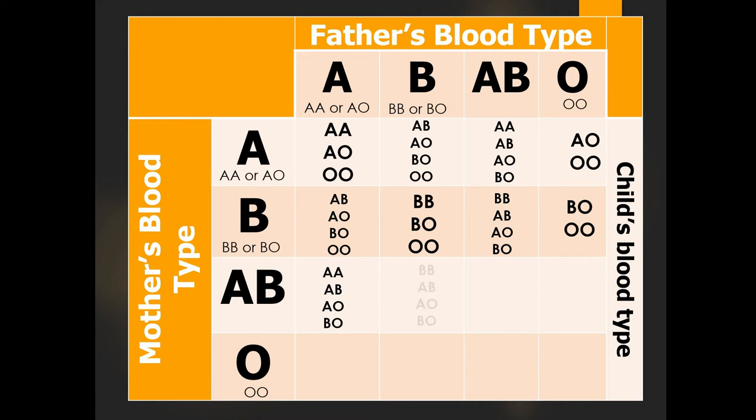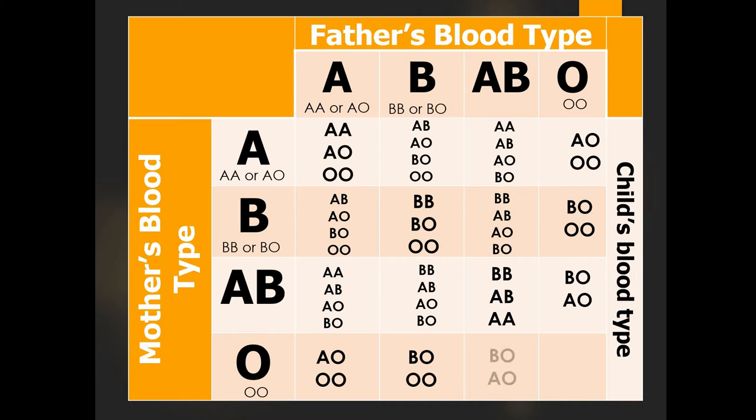Go with AB all the way across. You'll notice it has 4 choices, 4 choices. When it's A and B, it goes down to 3. When it's A and O, it goes down to 2. Now, what if we have the O as a mother? I only have 2 choices, 2 choices, 2 choices, then 1. If both parents are O, the kids can only be O.